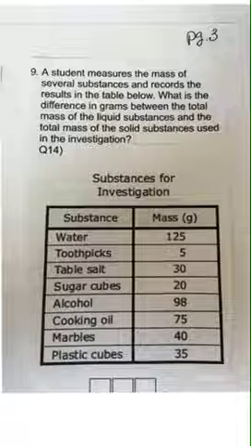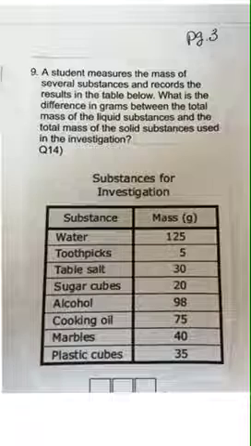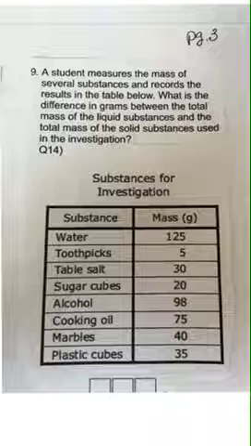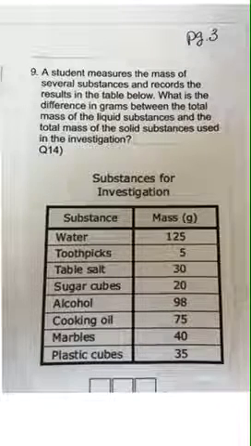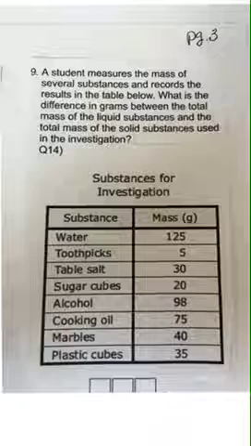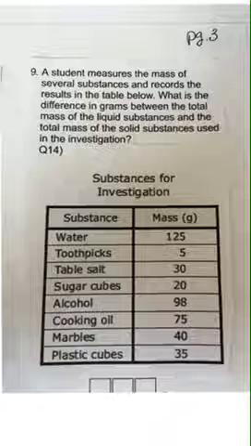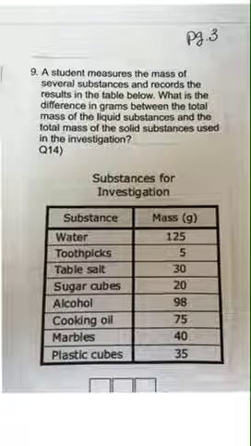The question is, what is the difference in grams between the total mass of the liquid substances and the total mass of the solid substances used in the investigation? I would label each of the substances first with whether it's a solid or a liquid, and then do my math.